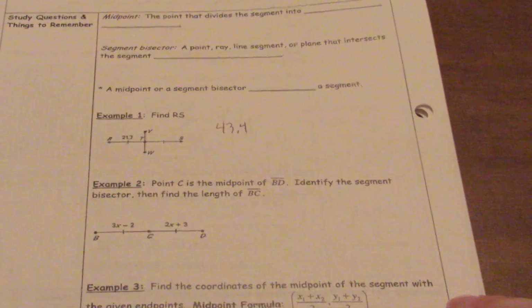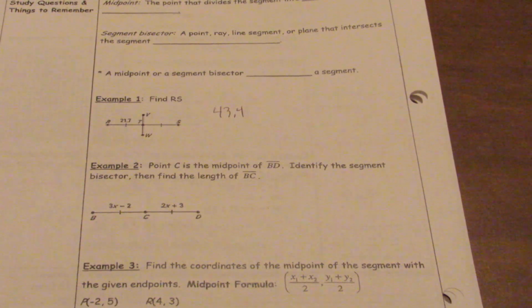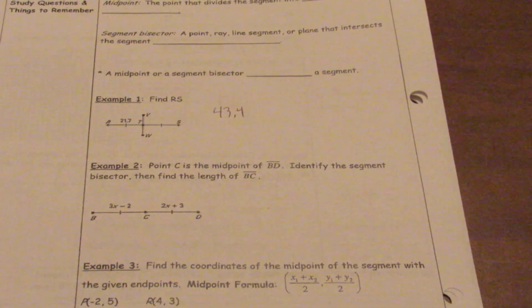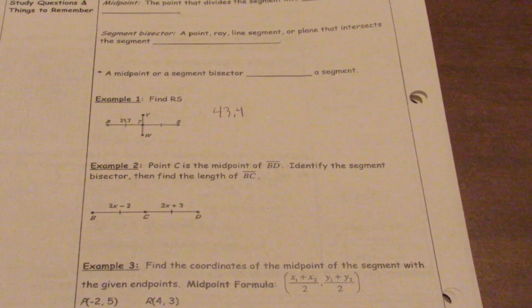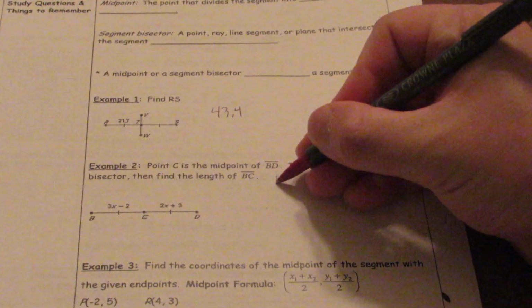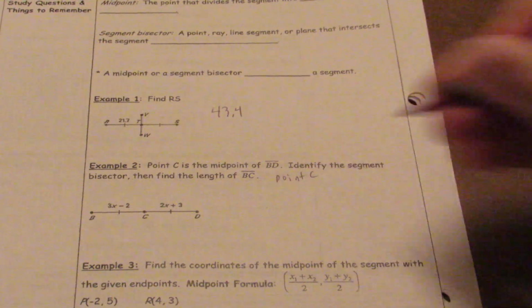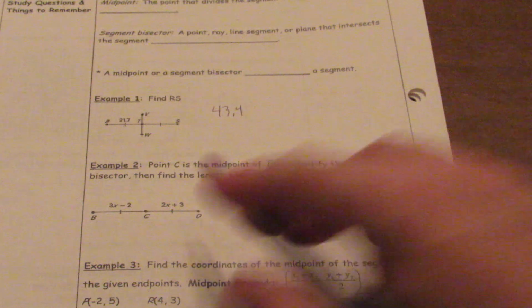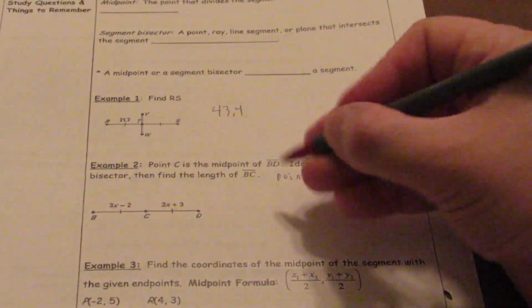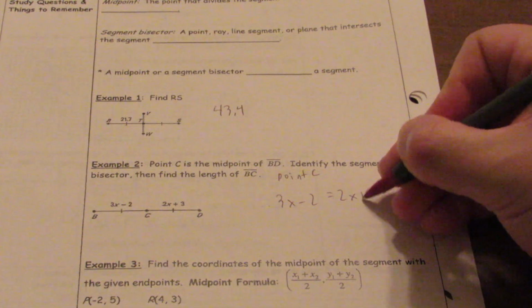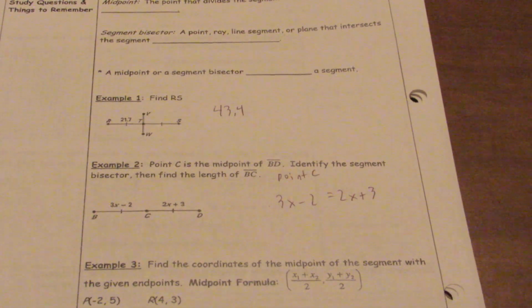Example 2 now takes us to the algebra part. Point C is the midpoint of BD. Identify the segment bisector, then find the length of BC. The segment bisector is just point C. It cuts it in half. To find the length of BC, I need to find x. So I'm going to do 3x minus 2 equals 2x plus 3. Then I'm going to solve that.